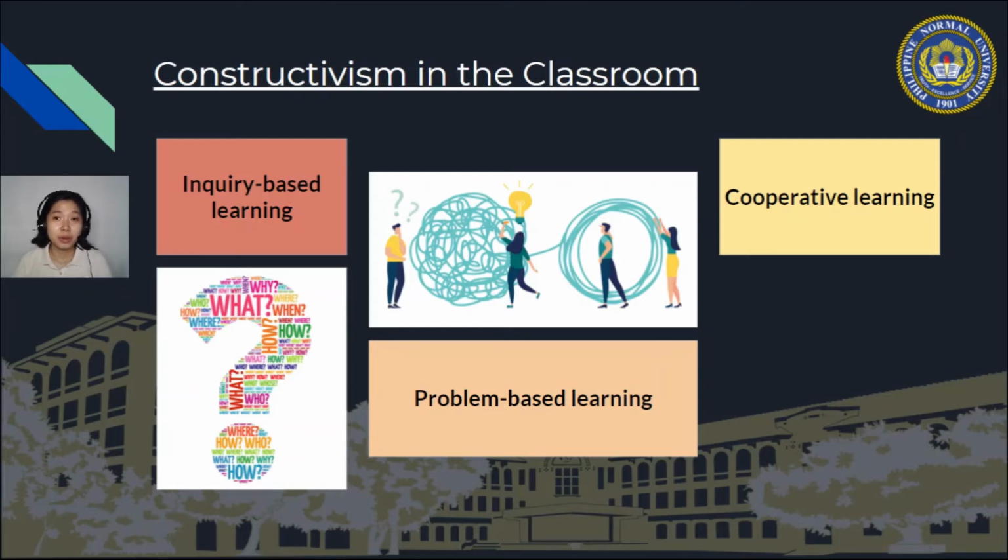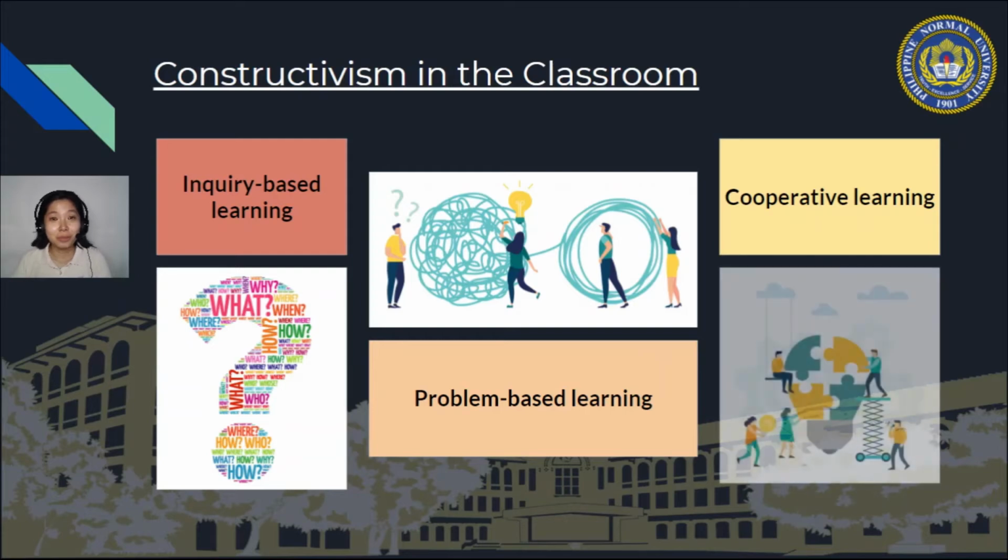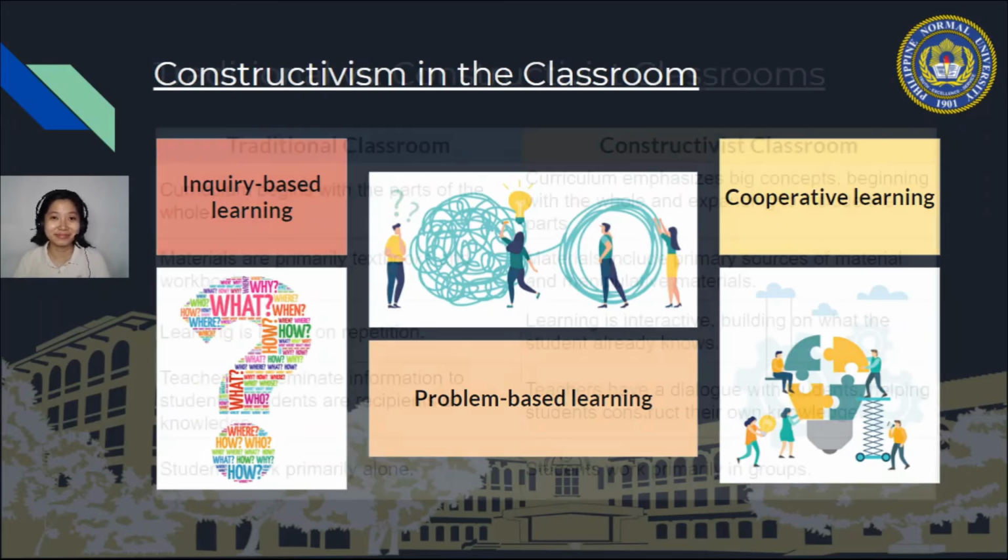However, in problem-based learning, the activities involve real-world problems that will require students to work together in order to devise a solution. In cooperative learning, students work in small groups to maximize their own and each other's learning and requires interdependence among group members in order to solve a problem or complete an assignment.